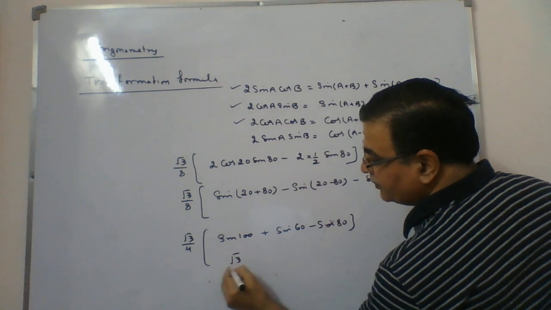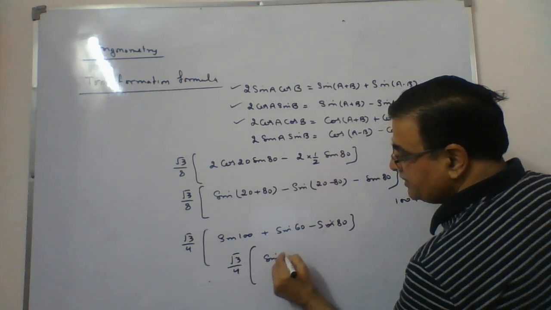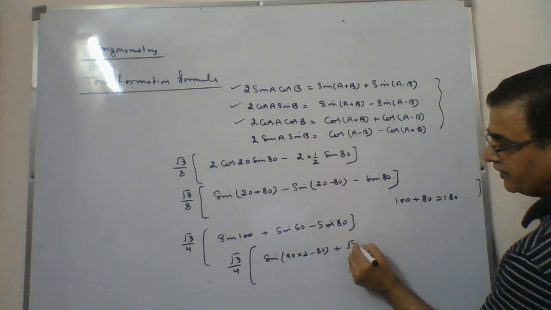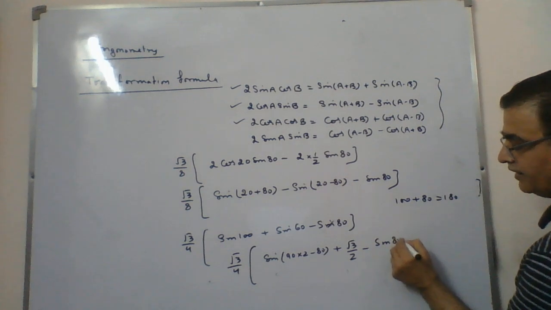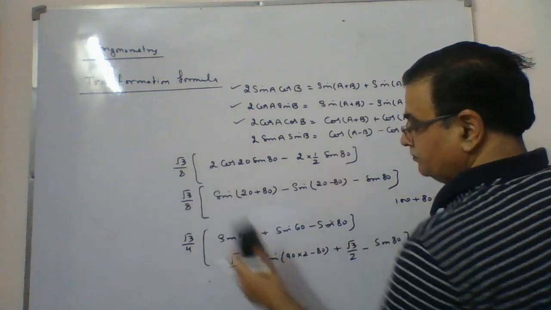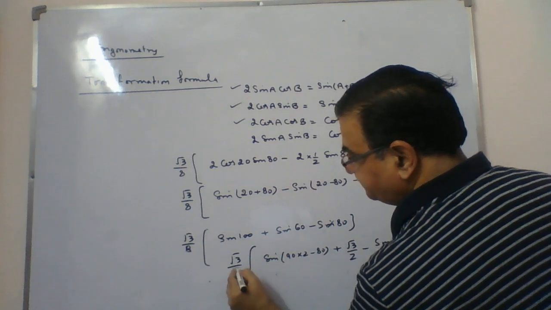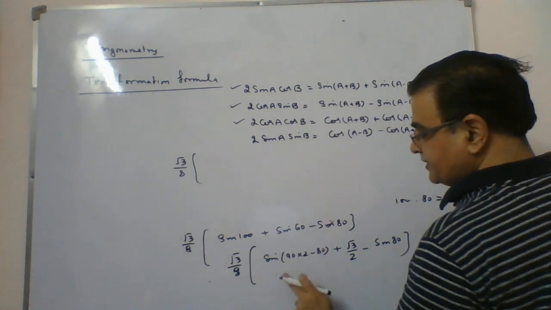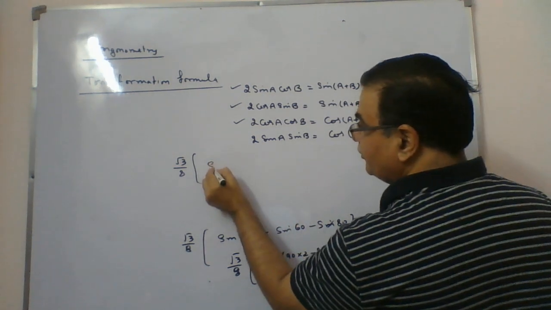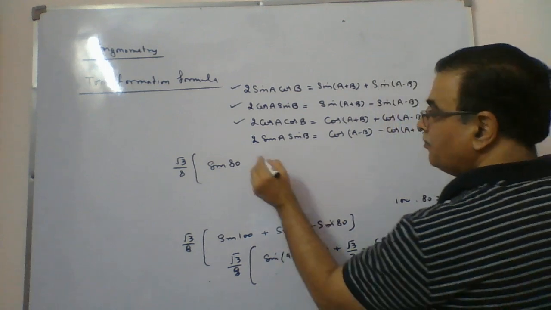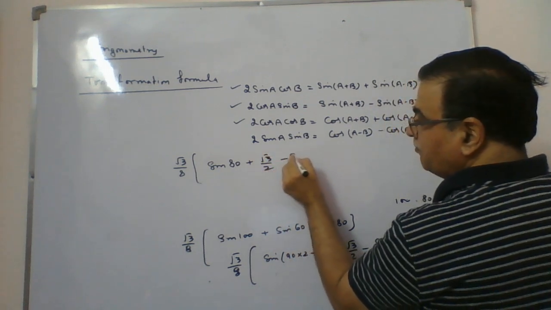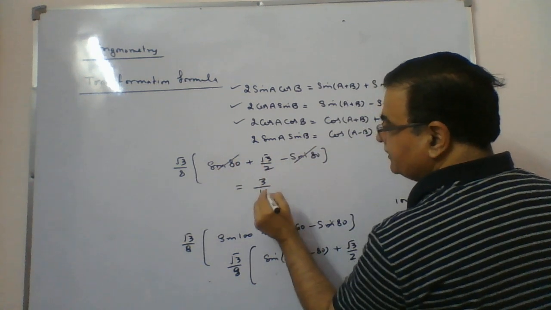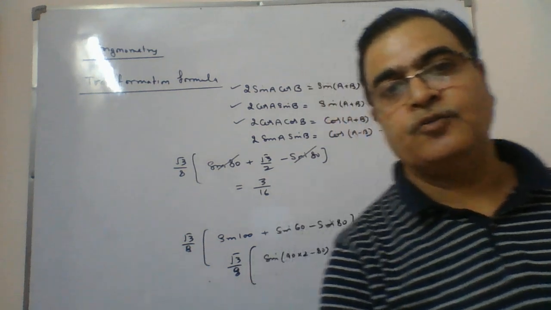So I should write it as root 3 by 4. This will be sine of 180 minus 80. Sine 60 is again root 3 by 2 minus sine 80 is here. This is root 3 by 8. Now when you solve it further, sine of 180 minus theta is sine theta only. So sine of 80 plus root 3 by 2 minus sine of 80. This is gone. The answer comes out to be 3 by 16. So this way you can solve this question also.